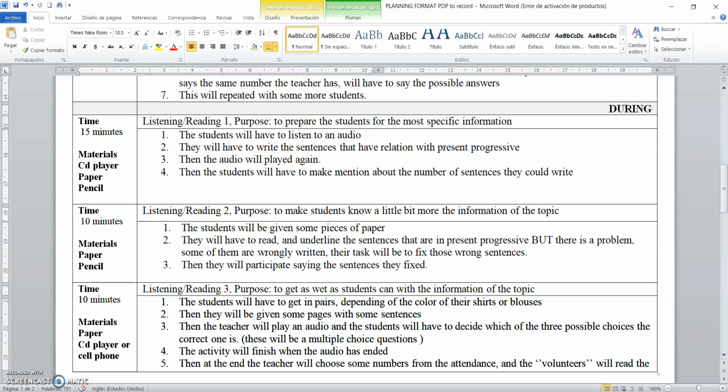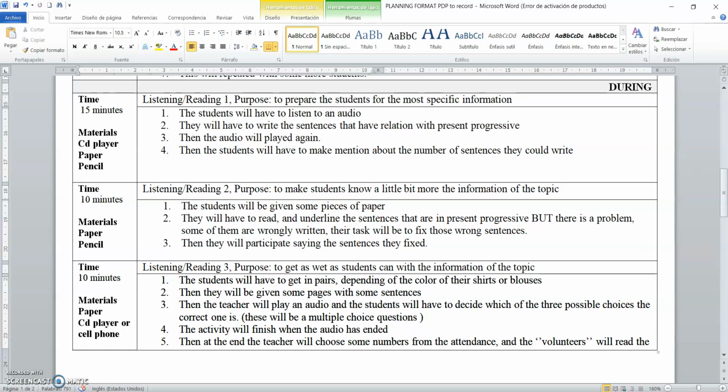The purpose, to prepare the students for the most specific information. Okay, in here we as teachers are going to prepare the students for understanding the information, as I was telling you. Okay, the first step, the students will have to listen to an audio. They will have to write the sentences that have relation with present progressive. This is an exercise in which they are going to pay attention because the audio is going to be played again. It means twice.